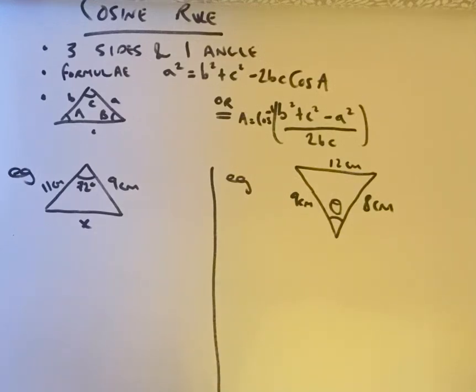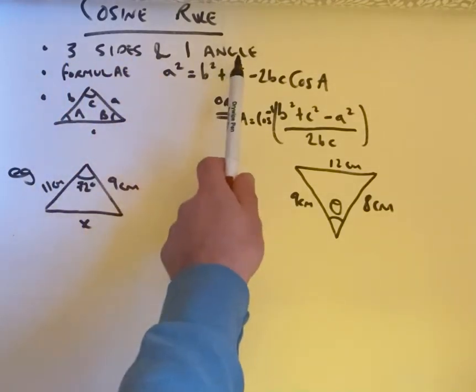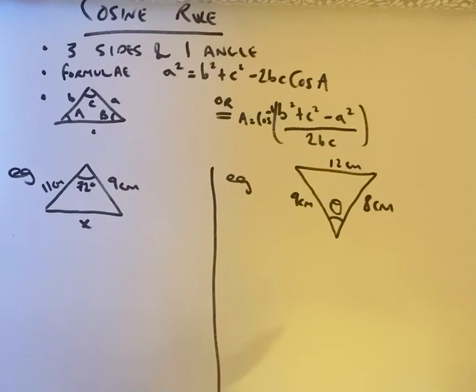Hi there, welcome back. For this next session, I'm going to look at how we use the cosine rule to find either missing sides or missing angles. The cosine rule applies to non-right angled triangles. And you generally use the cosine rule when you've got information or you're trying to find one of the three sides and one angle only as part of the information.